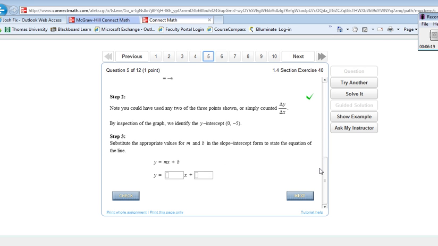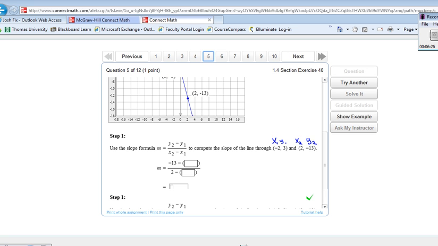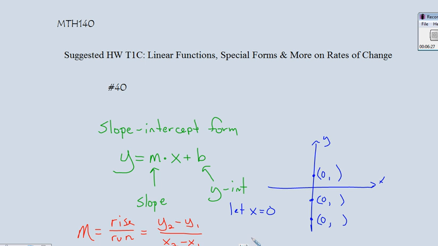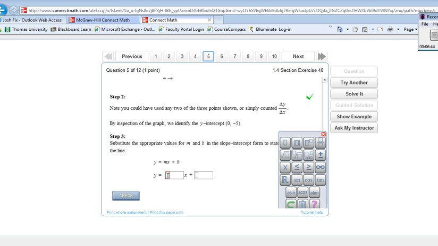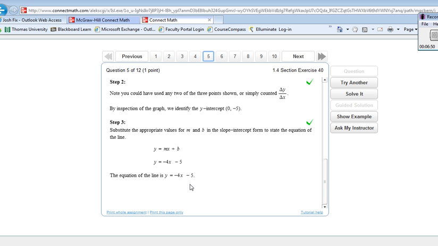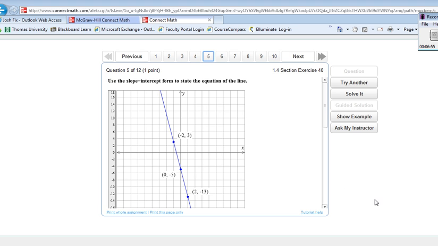Okay, great. Now this goes back to my equation a minute ago, and I'm going to go back to that slide one more time. If you'll remember, when I'm in slope-intercept form, my slope goes in front of my x. It's y equals slope times x plus y-intercept. So in this case, we found out that our slope was negative 4, and our y-intercept was negative 5, and there we go. We have the equation of our line. So hopefully that will help you with slope-intercept form and how to go through the process and connect.